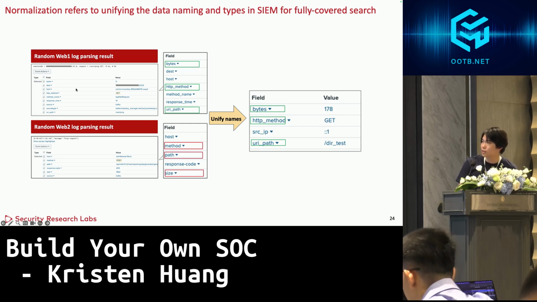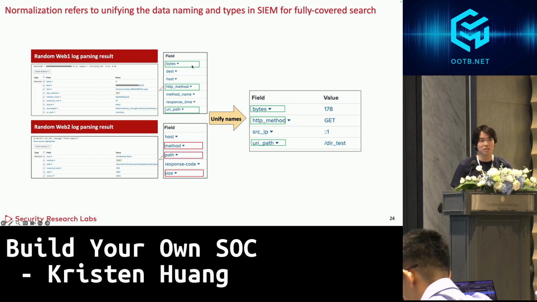So there's a random web application's logs. You can see the naming scheme is different from another application's logs. For example, one was using HTTP method, and another one just used method, and URI path, and another one used just path. Also size versus bytes.